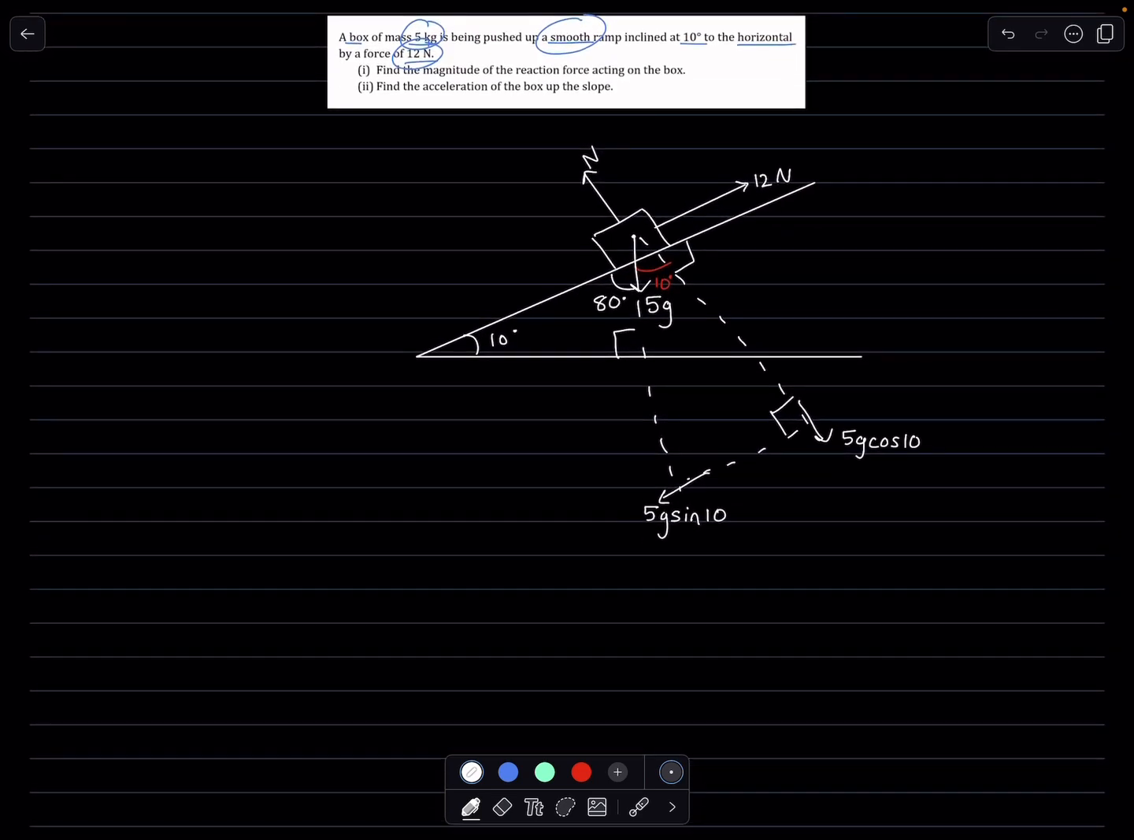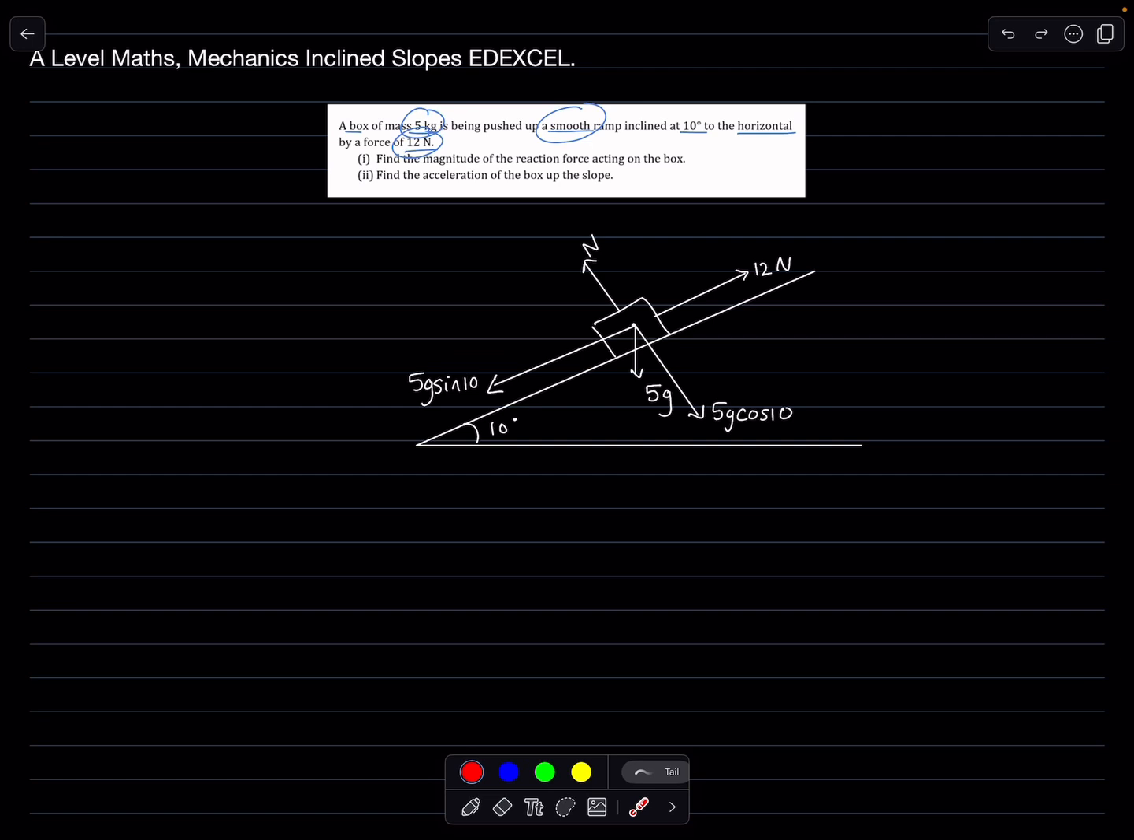So now what I'm going to do is redraw the system with the components of the weight parallel and perpendicular to the slope. You can just memorize that these components are sine and cos, they will never change, but this is just an explanation as to how we get there. Now that I've written down all of our known forces, we can now do part I of the question. Find the magnitude of the reaction force acting on the block. Well, in order to do that, it's going to be quite simple. We're just going to be resolving Newton's second law, acting perpendicular to the slope in this direction. So let's do that. Part I.